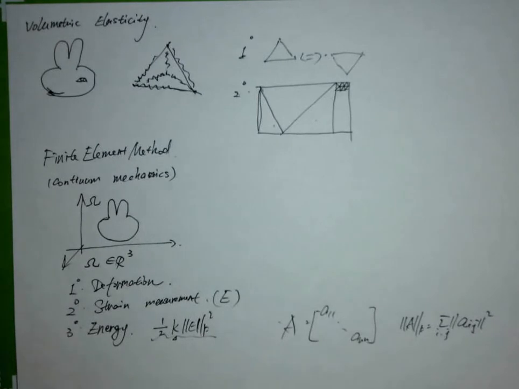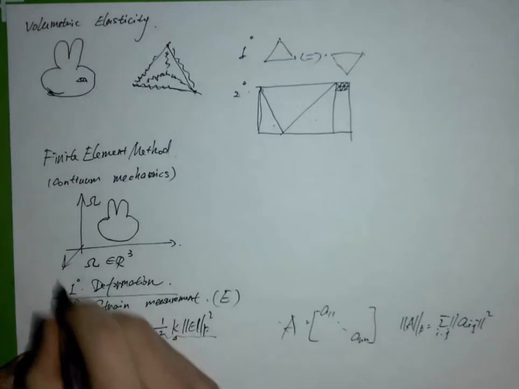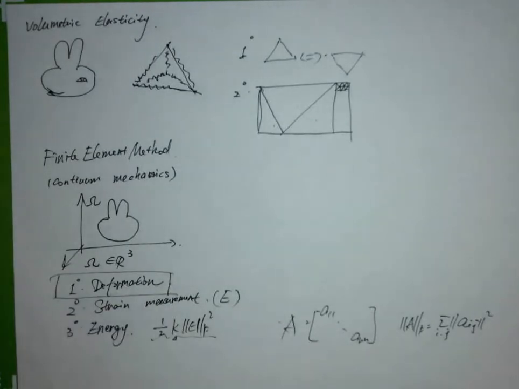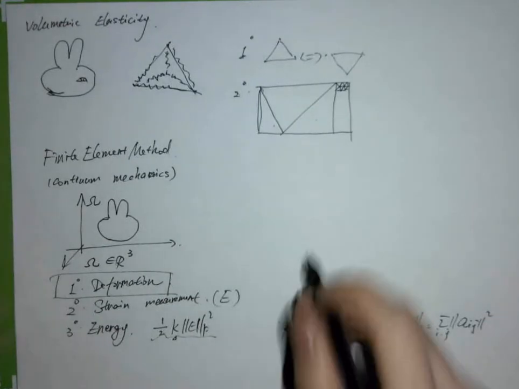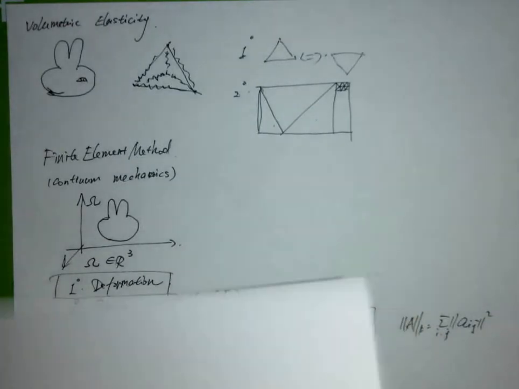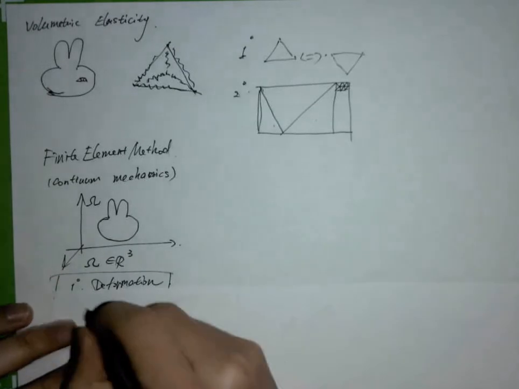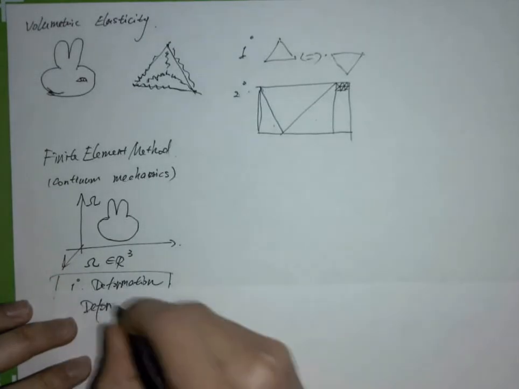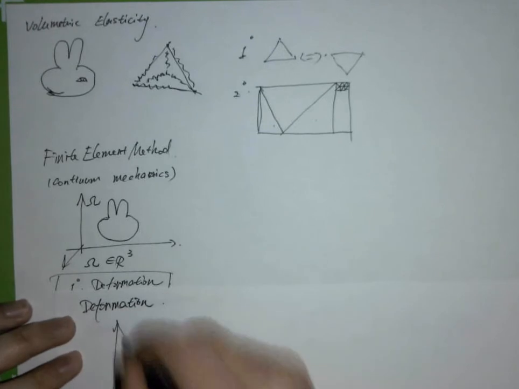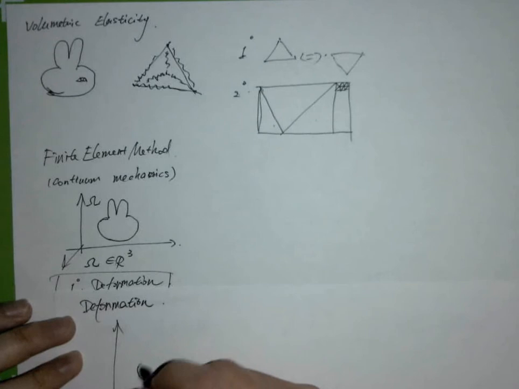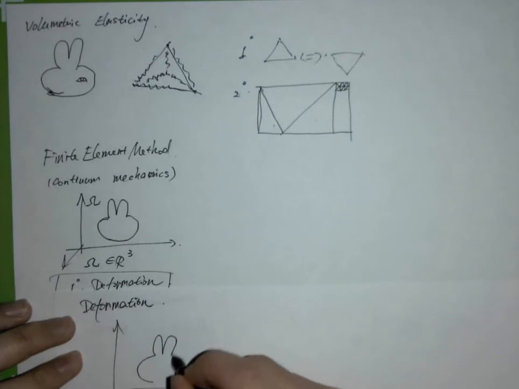Okay, so let's think about it one by one. The first thing is how to represent the deformation of an arbitrary function. If I have a function phi, let me copy this one. Deformation. This is my rest-shaped bunny in omega.